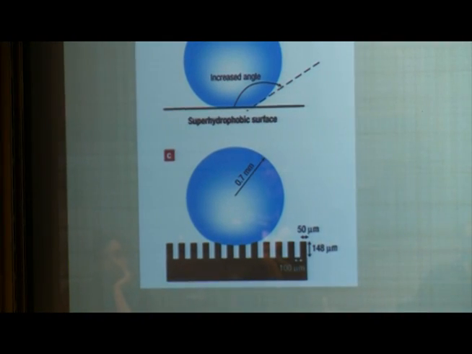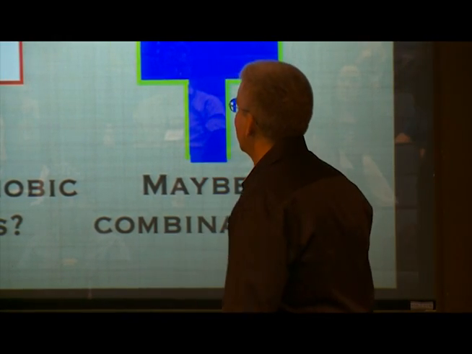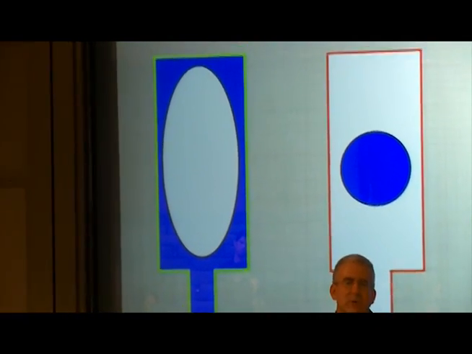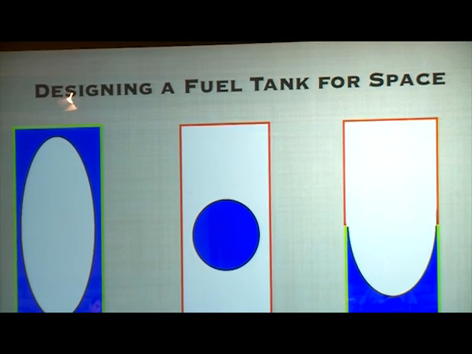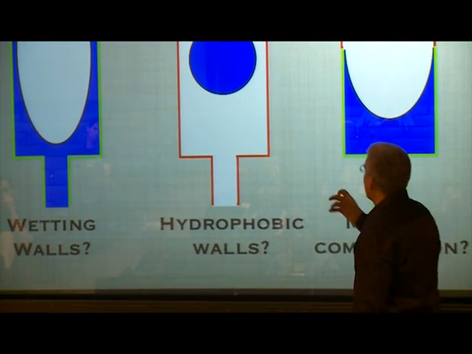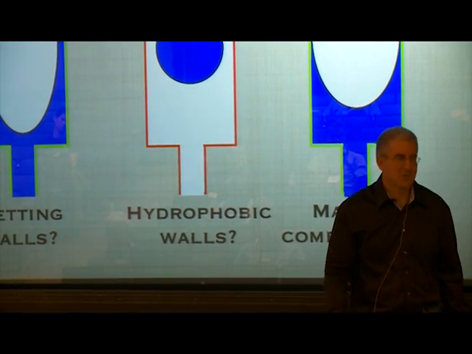Okay. Now, knowing that these surfaces have different characteristics leads to an interesting design question. Let's pretend we want to design a fuel tank for space. The question is, what would you do? Here's the fluid tank. Here is a channel which you want the fluid to flow into the combustion engine, into the rocket engine. Well, you can imagine making the walls wetting, but then you might think that the fluid would just adhere entirely to the surface of the tank. You can imagine making the walls hydrophobic, but then you might just get a drop of fluid floating in the center. Maybe you could do some combination of this.